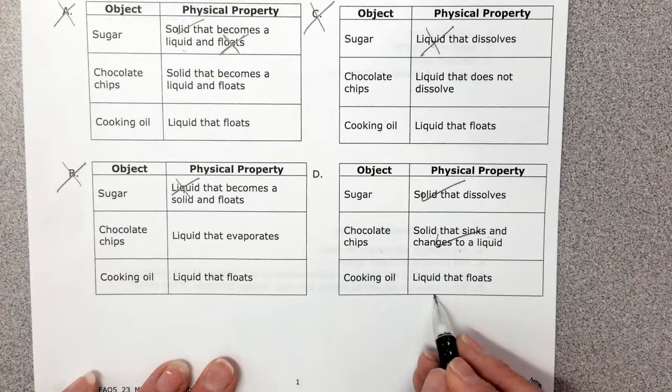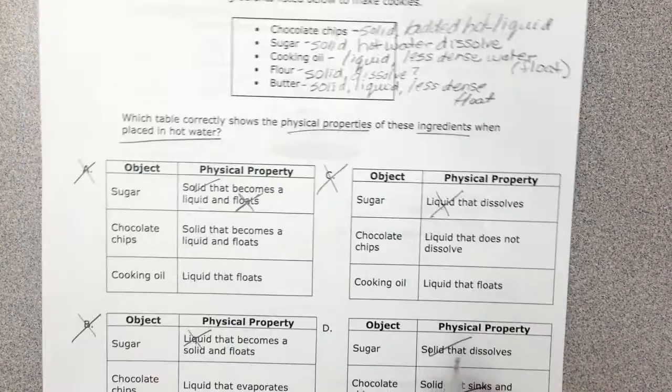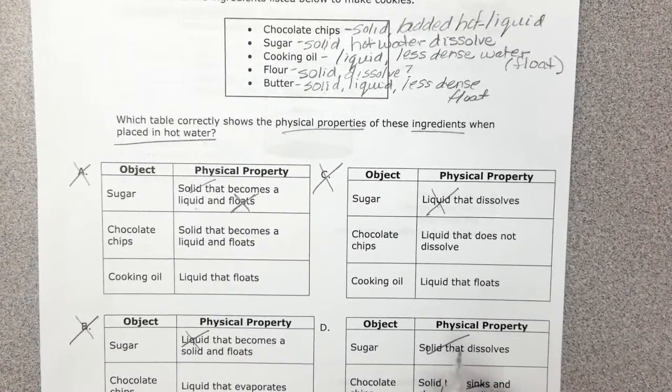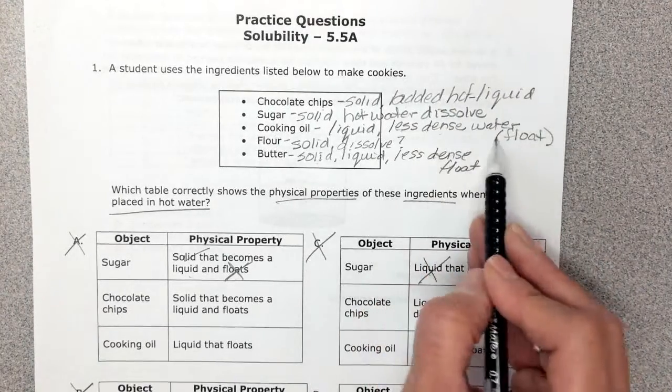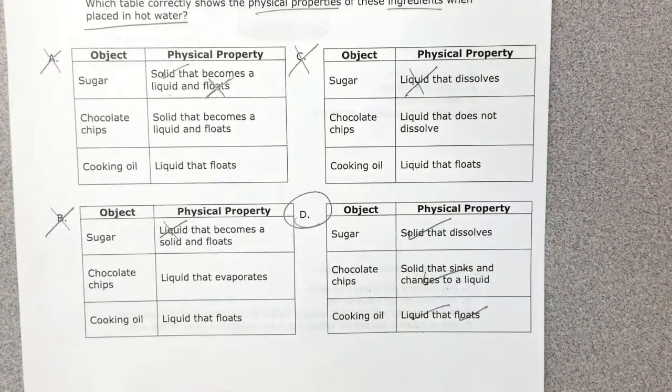Excellent. What about the cooking oil? What do you think, Liam? Cooking oil, it says a liquid that floats. Is that what we have? Yep. It's a liquid, and we know here that it's less dense, that it will float. So our answer would be D right there. Both of those are correct.